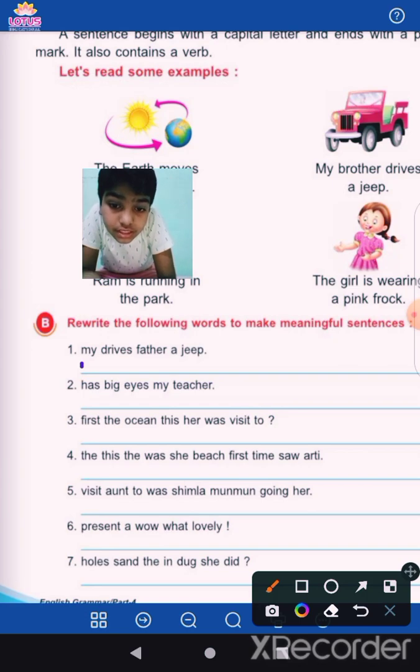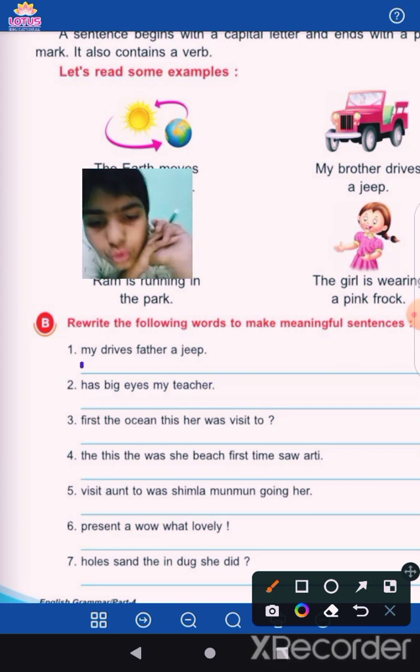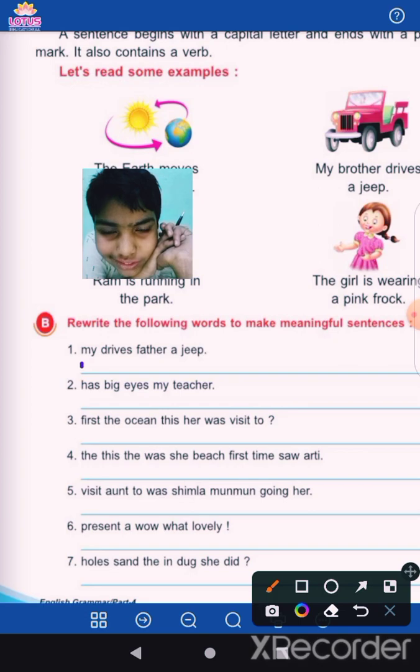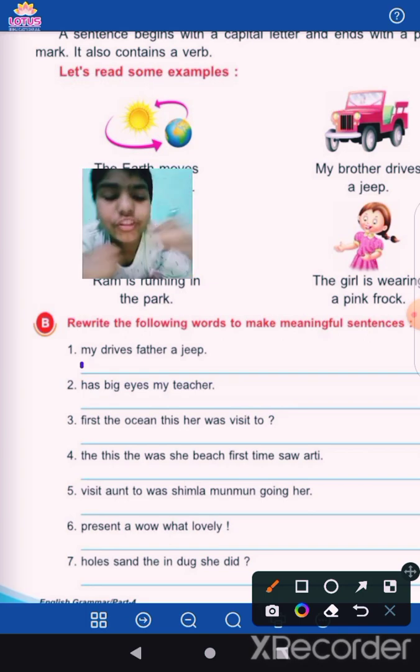Visit to the first ocean. I'm not going to say it. Search it a little. Then if your brain improves, then say it. Like, first the ocean, or this ocean is the first one to visit. Not getting it right, so I will wait.